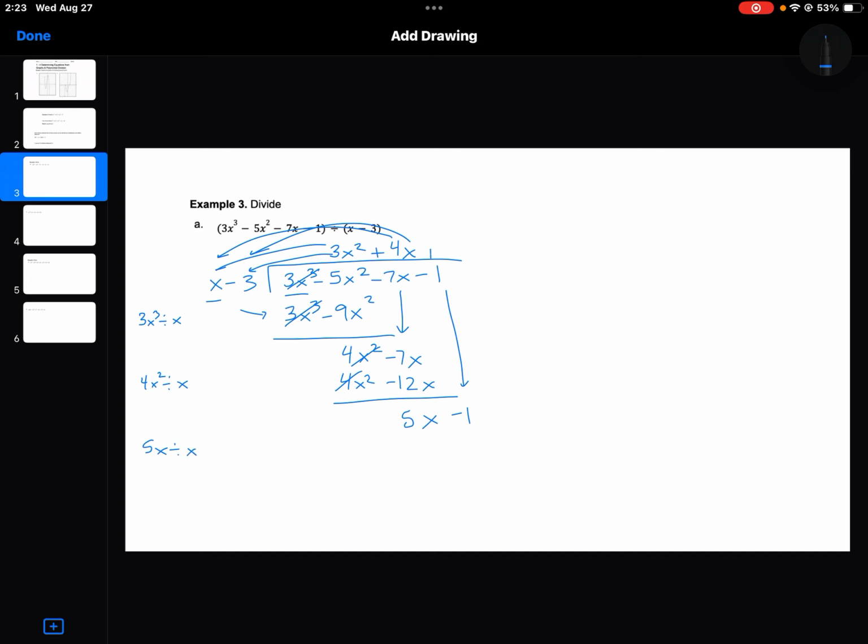5x divided by x is 5. Multiply back through. 5 times x is 5x. 5 times minus 3 is minus 15. My first 2 terms cancel out. I'm going to end up adding at the end. And then I'm going to say that my division statement is going to be my divisor times my quotient, my answer, plus my remainder.